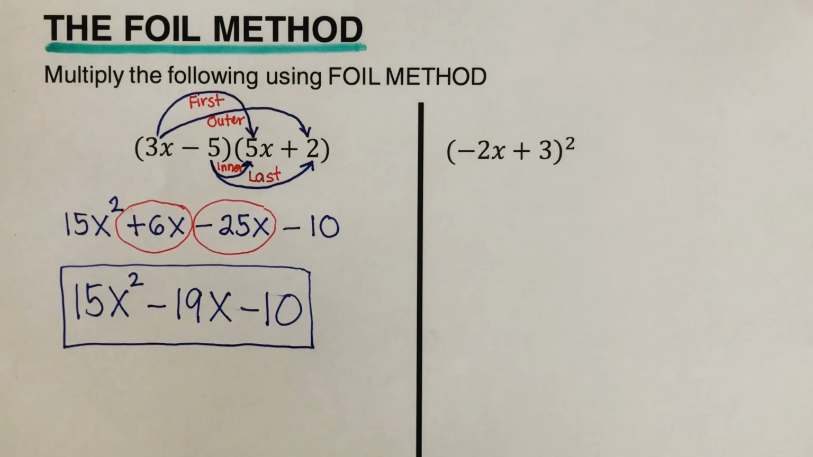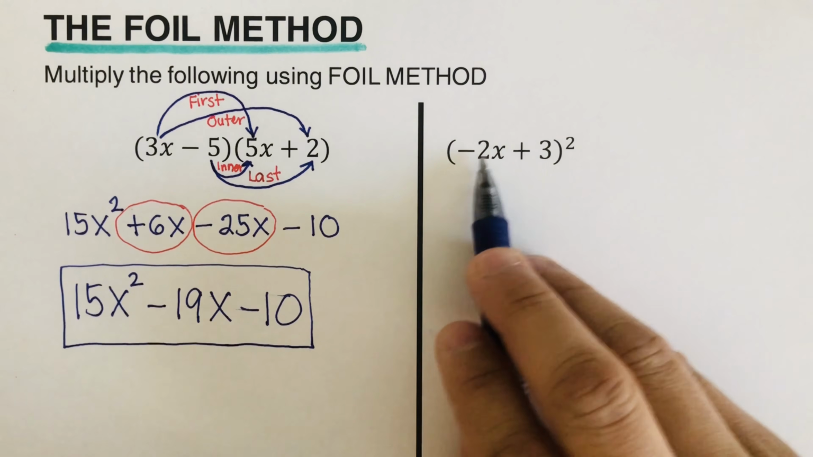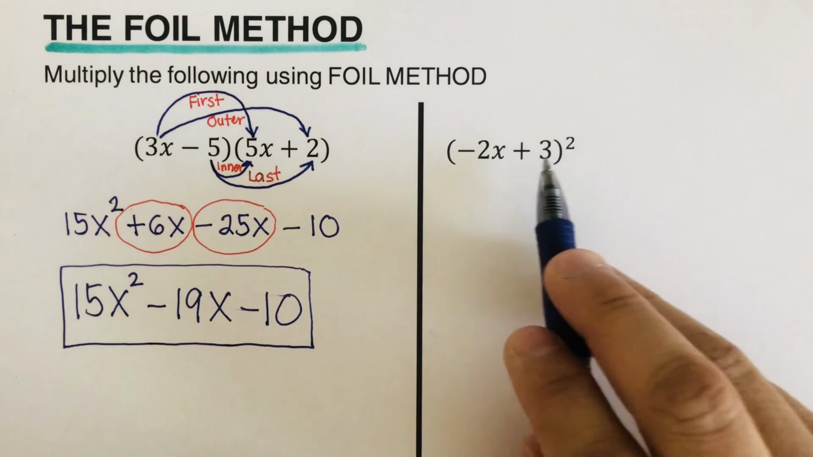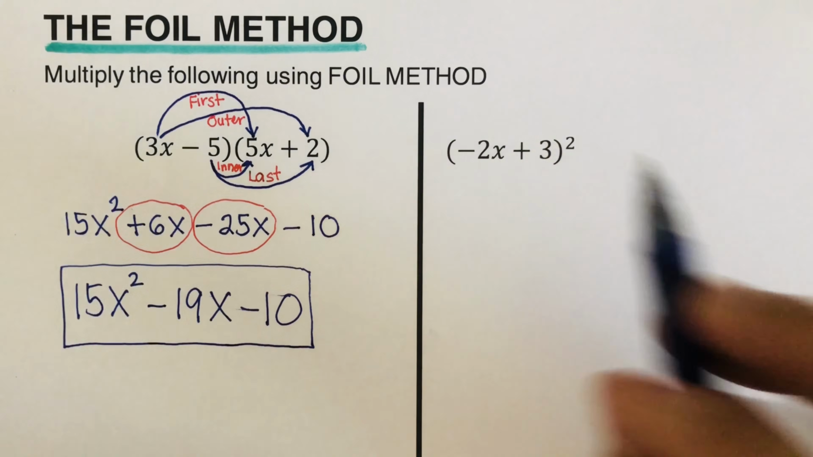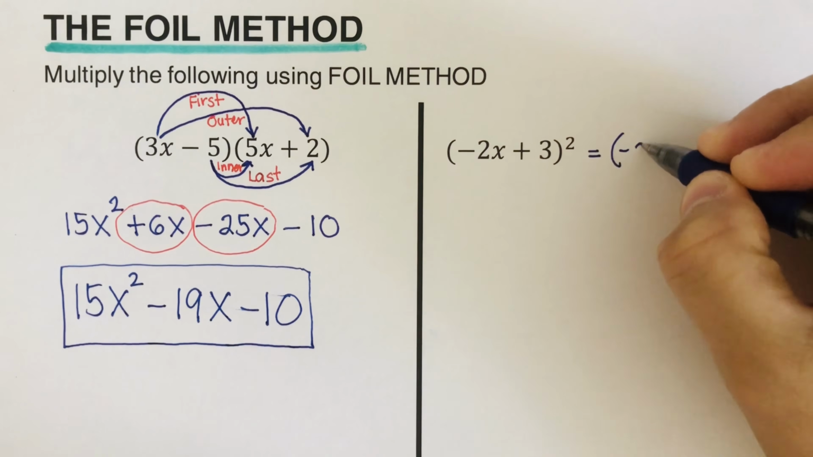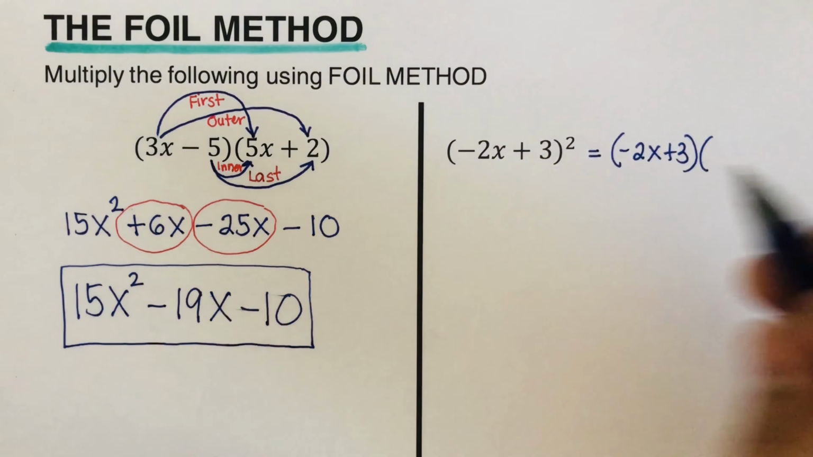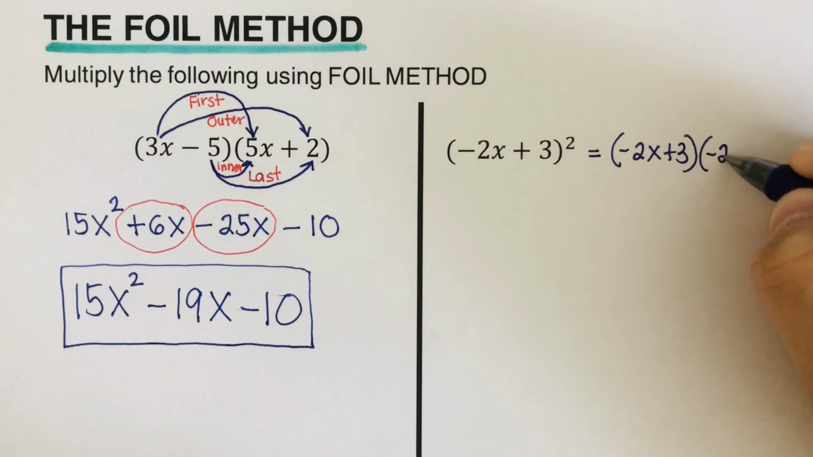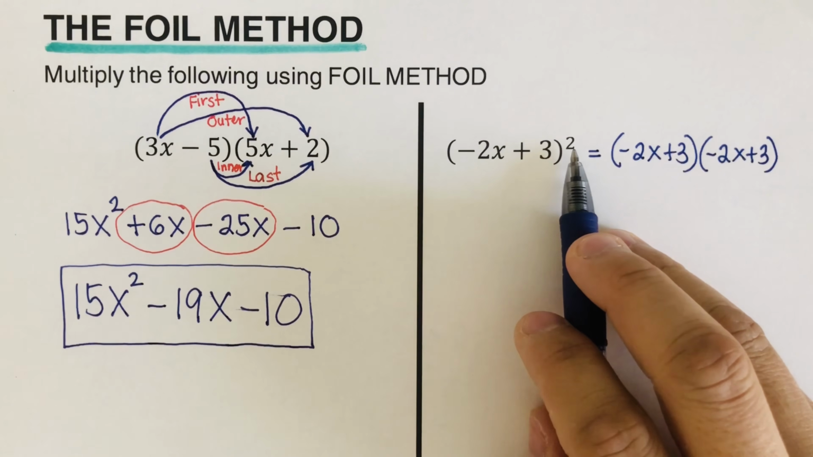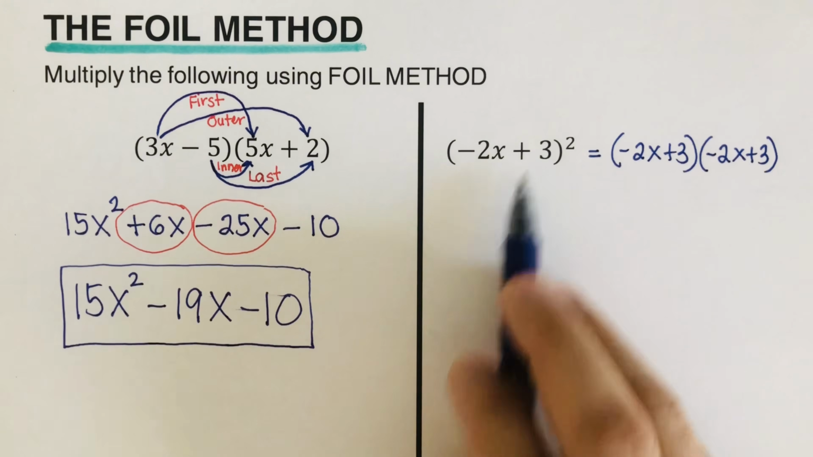Okay, so we go over the problem here. Pretty much this means that we have two groups of negative 2x plus 3. The exponent is telling us that. So then we can go ahead and write this as negative 2x plus 3, and again, there are two groups of these. So that's going to be negative 2x plus 3 times negative 2x plus 3.